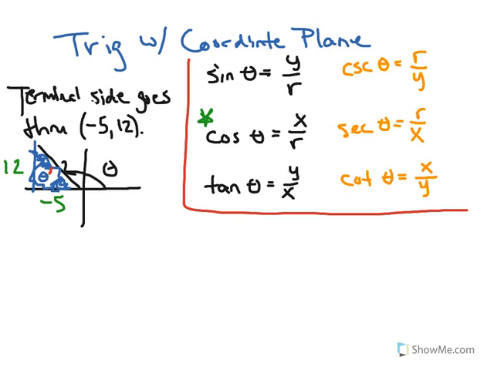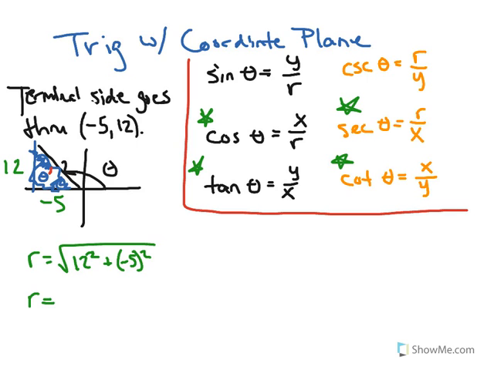So that means cosine, secant, tangent, and cotangent are going to end up being negative, since we're working with all 4 quadrants. So to find your radius, I'm going to do r equals the square root of 12 squared plus negative 5 squared. And when you clean that up, you get r equals 13. So my radius is 13.